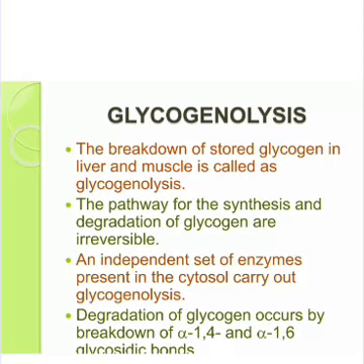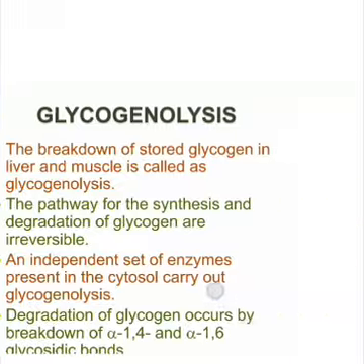Then we see about glycogenolysis, that is breakdown of glycogen. The breakdown of stored glycogen in liver and muscle is called glycogenolysis. The pathways for the synthesis and degradation of glycogen are irreversible. An independent set of enzymes present in the cytosol carry out glycogenolysis. Degradation of glycogen occurs by breakdown of alpha 1,4 and alpha 1,6 glycosidic bonds.